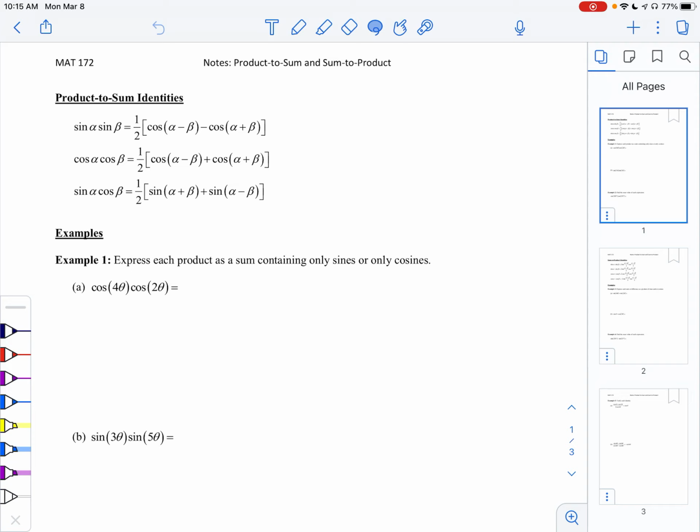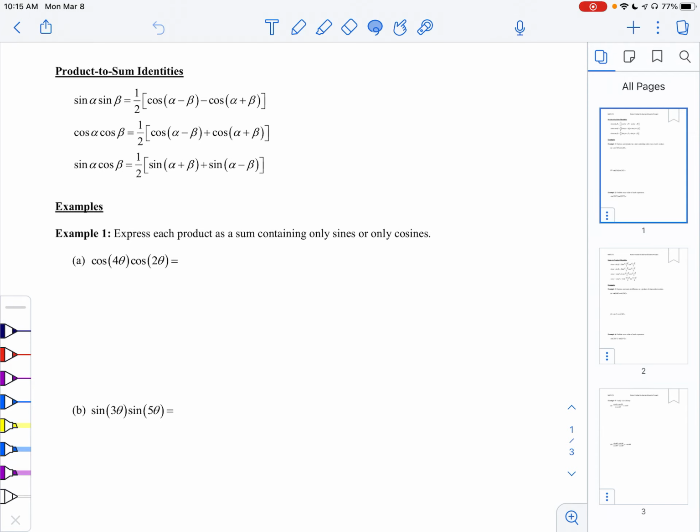The last set of identities we're going to look at in this unit are the product to sum identities and the sum to product identities. So these are actually pretty simple, especially compared to everything else that we've done so far this unit. So we're going to start off with the product to sum identities, which are right up here at the top.